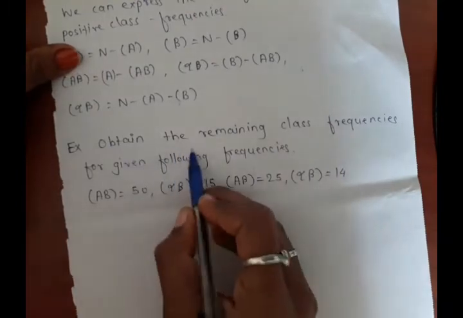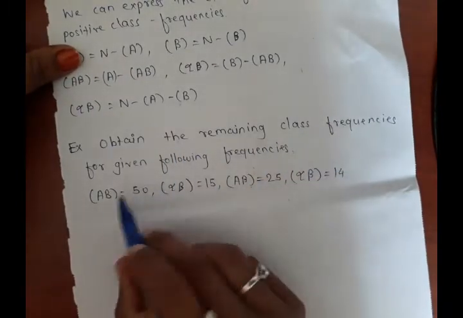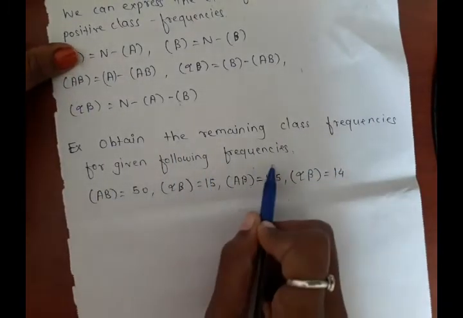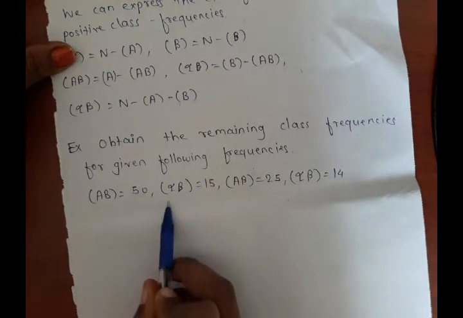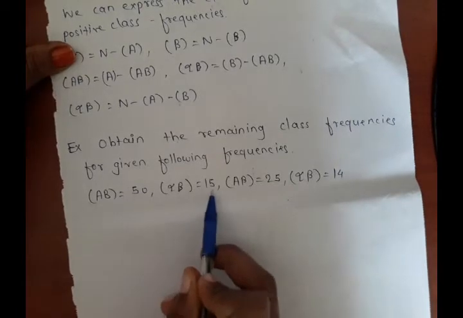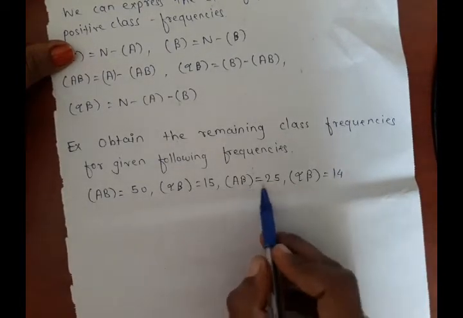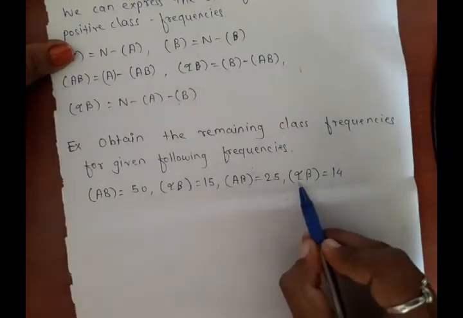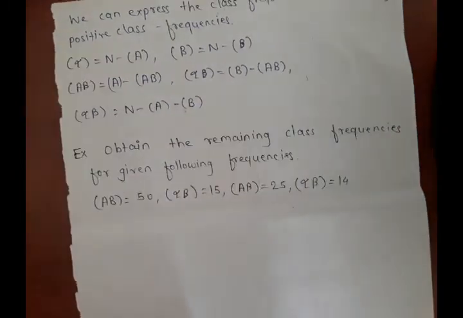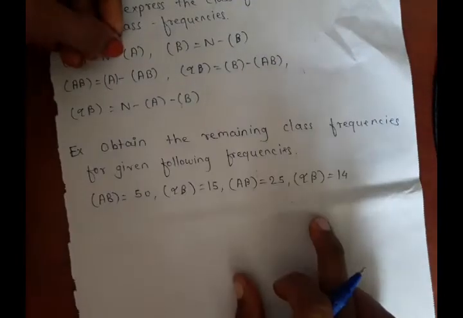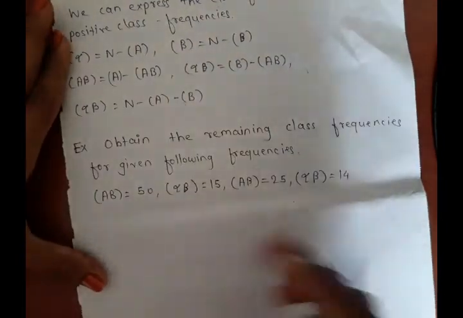Example: obtain the remaining class frequencies for the following given frequencies. (AB) is equal to 50, (αB) is equal to 15, (Aβ) is equal to 25, and (αβ) is equal to 14. From this given data, we have to find the remaining frequencies.